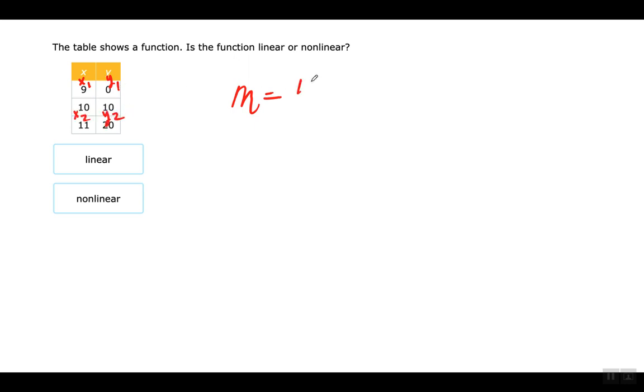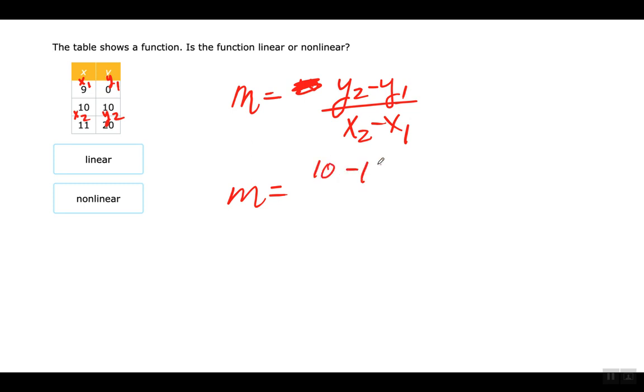All right, so on the top, it'll be 10. I forgot to write the formula. Let me write the formula first. All right, so it's going to be 10 minus 0 over 10 minus 9. That's going to equal 10 over 1, which equals 10. All right, so that gave me 10.